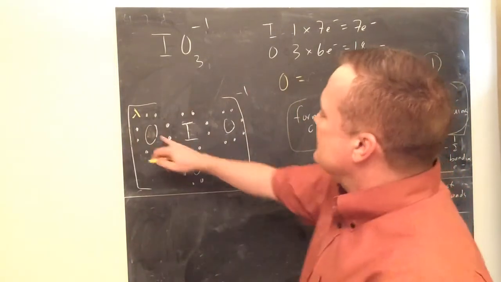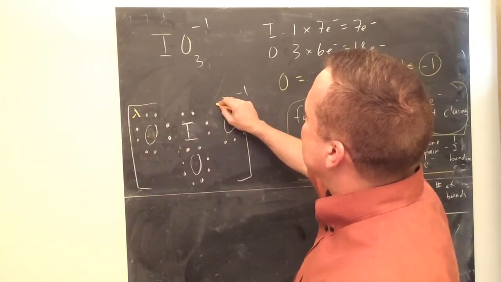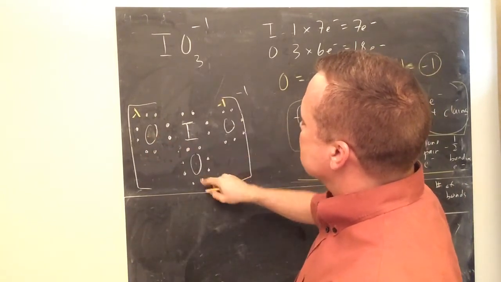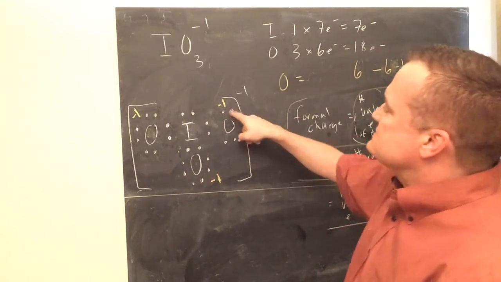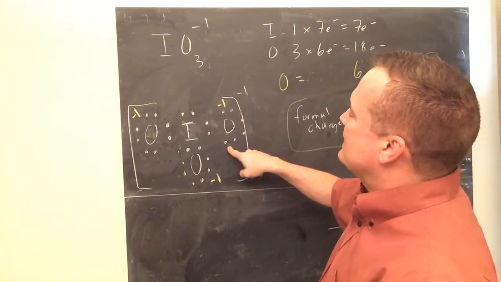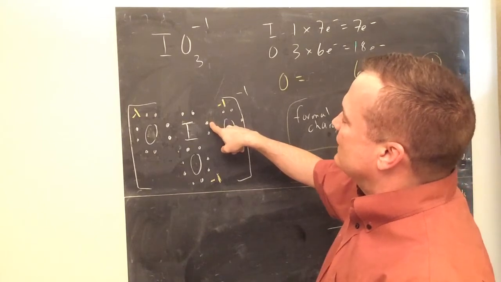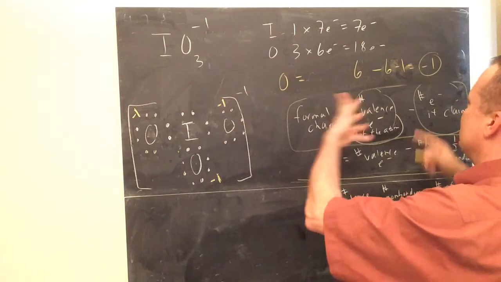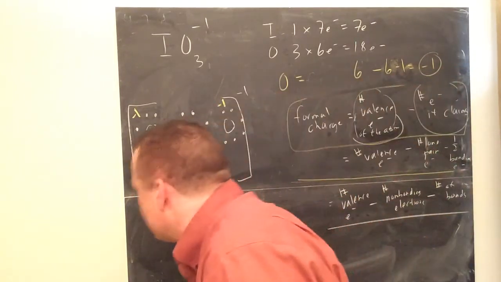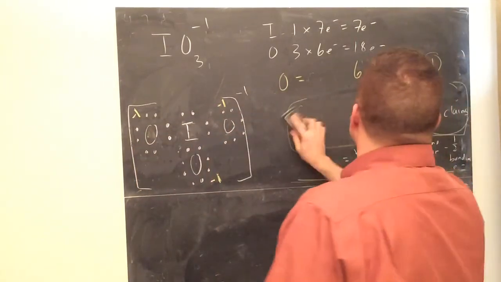So here we go. This oxygen is negative 1. This one is negative 1. And that one is also going to be negative 1, because they all follow the same format: 6 lone pair electrons and 1 shared electron. So 6 valence minus 7 equals negative 1. That's the formal charge.